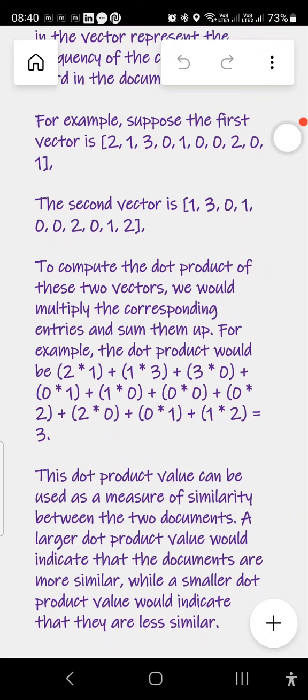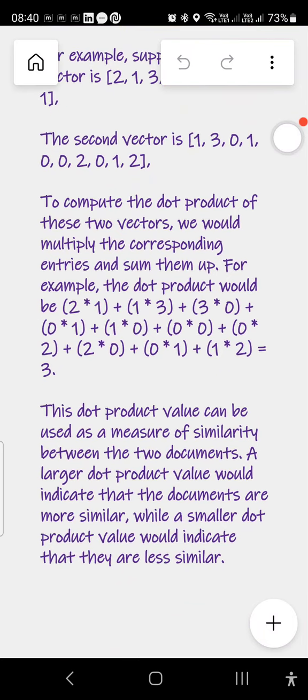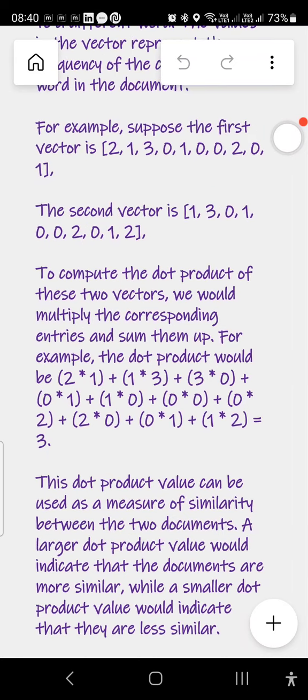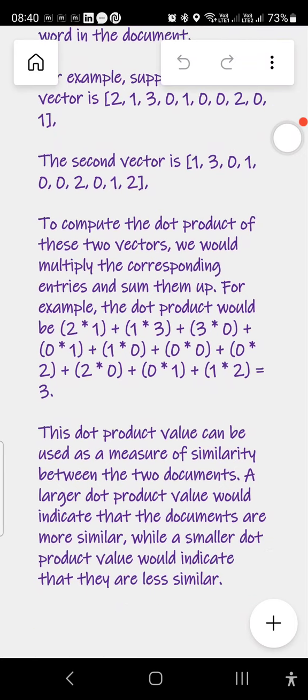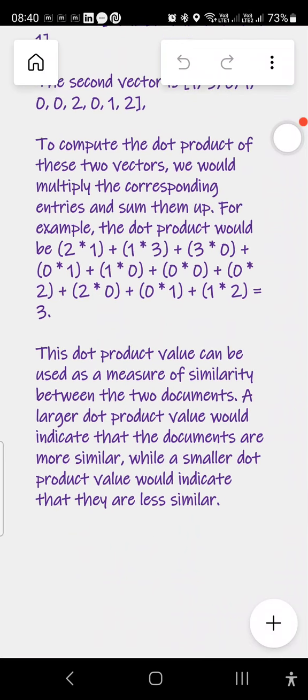And now to compute it, we'll not go into the calculation, but if you want to see it, you simply multiply and calculate the sum of these two vectors. The first index will be multiplied with the first index of the second vector, and likewise, and we get a value of 3. Now, what does this signify, and how do we measure the document similarity?